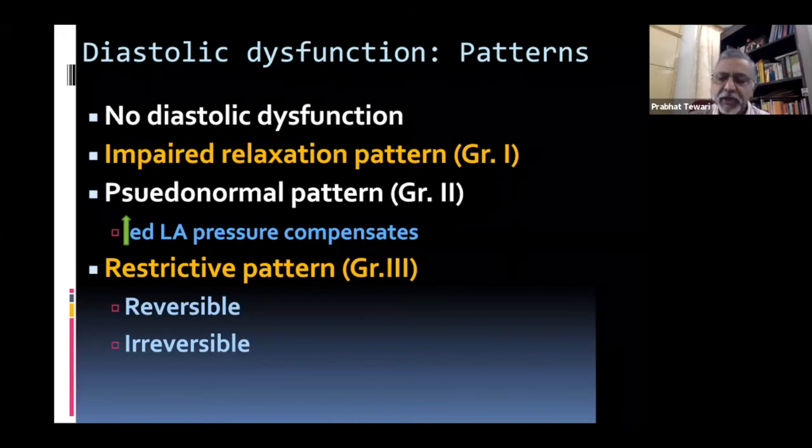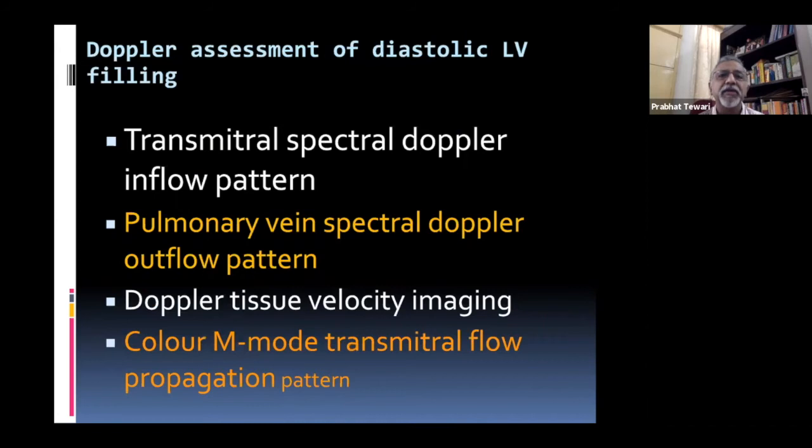Pseudo-normal pattern means that the LV is getting diastolic dysfunction, so the left atrium has to work more, has to generate more pressure. And when the pressure in the left atrium goes up, it maintains the normal flow across the mitral valve, and the inflow pattern becomes normal. Then it is called the pseudo-normal pattern. Again, you have to do some kind of stress test to look into whether it is really pseudo-normal, normal or restrictive.